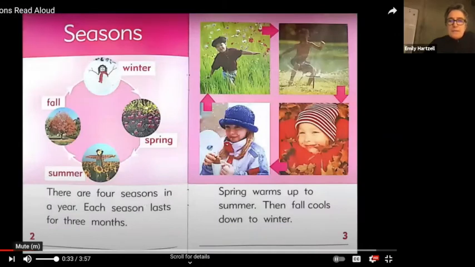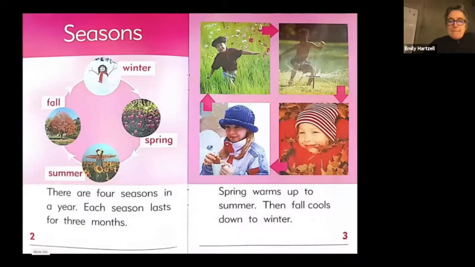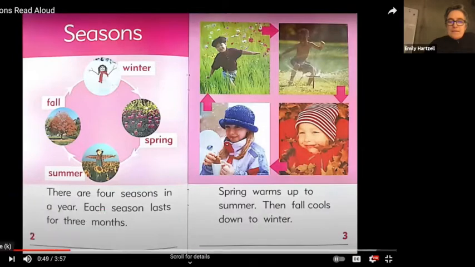There are 4 seasons in a year. Each season lasts for 3 months. Winter, spring, summer, fall. Spring warms up to summer. Then fall cools.